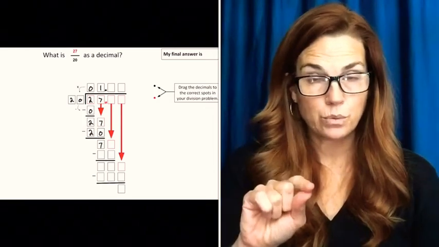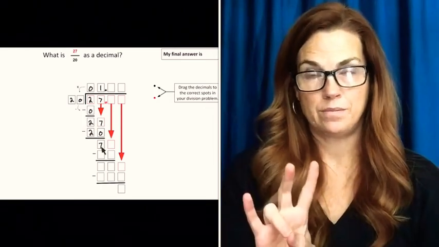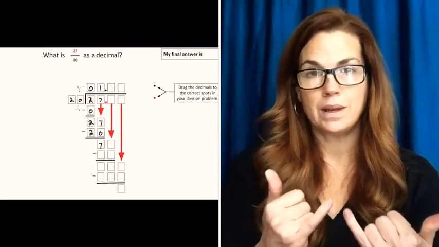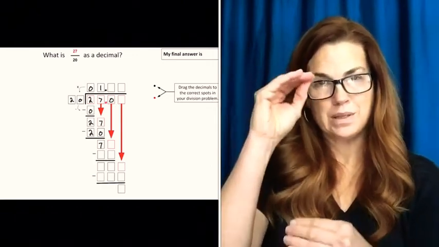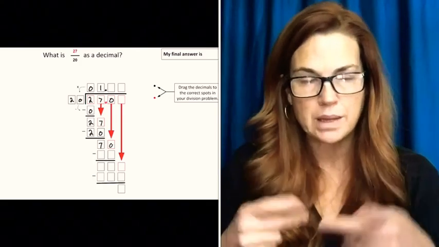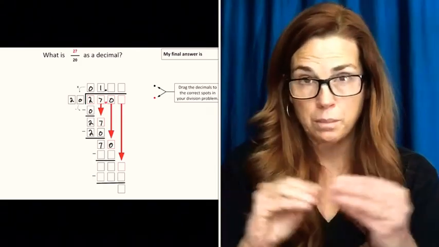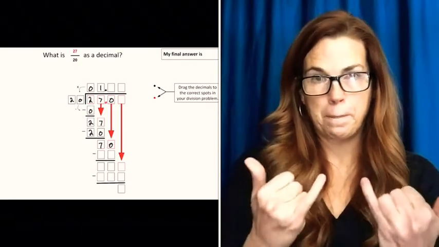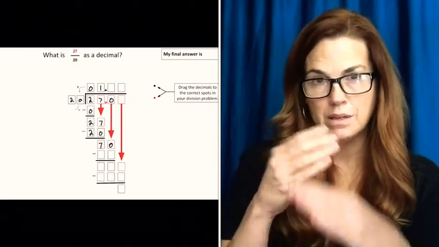Okay, since I have a remainder that's not 0, then I'm going to add a 0 in this placeholder up here where there is no value. So if there's no number, I always add a 0. Okay, so how many times does 20 go into 70? Well, 20 goes into 70 3 times.